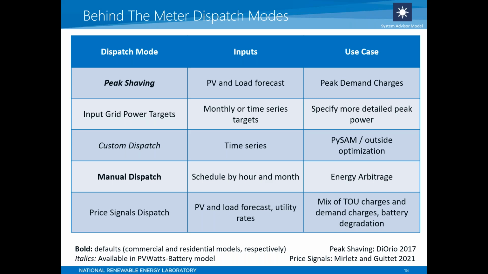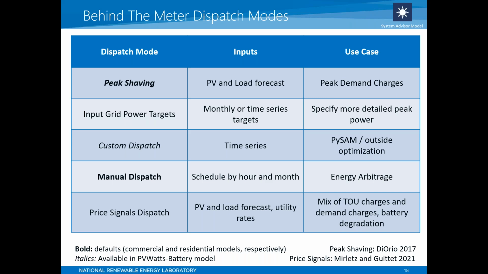And it uses those forecasts to specify what we refer to as a grid power target, which means that if the expected grid power is above that target, then the battery will discharge in order to shave the peak. And if the expected grid power is below that target, then the battery will charge in order to prepare for the next peak. And you can read more about how SAM schedules those periods in Nick DiOrio's 2017 technical report.